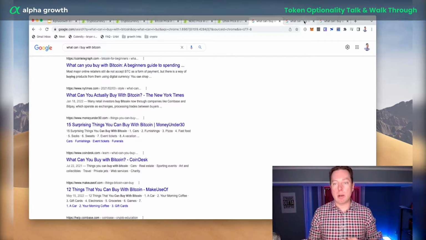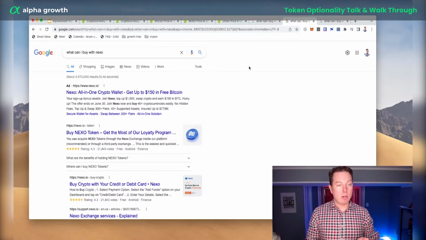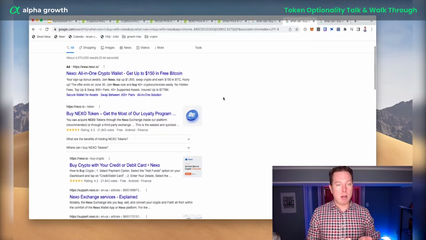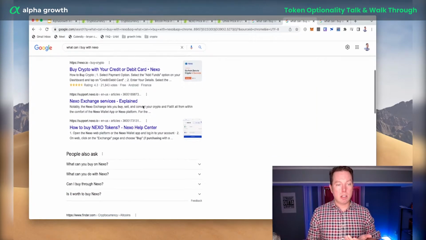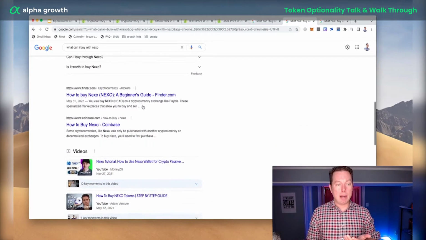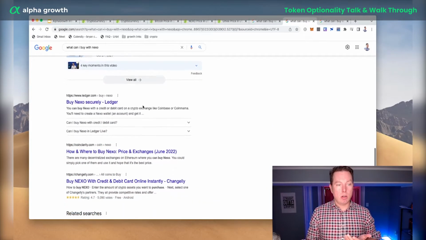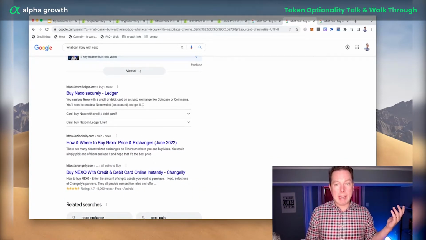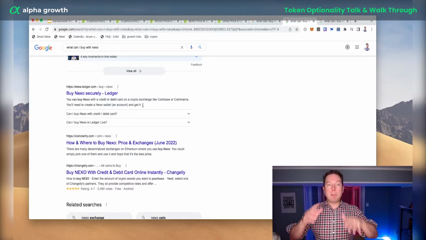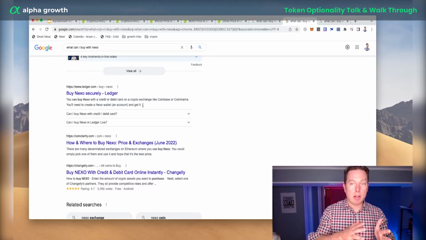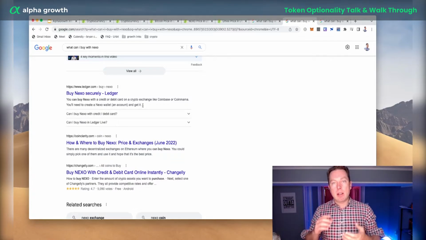Where can I spend my token? Okay, ready? What can I buy with Nexo? It's a crypto wallet. Here's our loyalty program. Buy Nexo, exchange services, buy Nexo, but I can't spend it anywhere, right? So people are going to sell your token instead of spending your token.